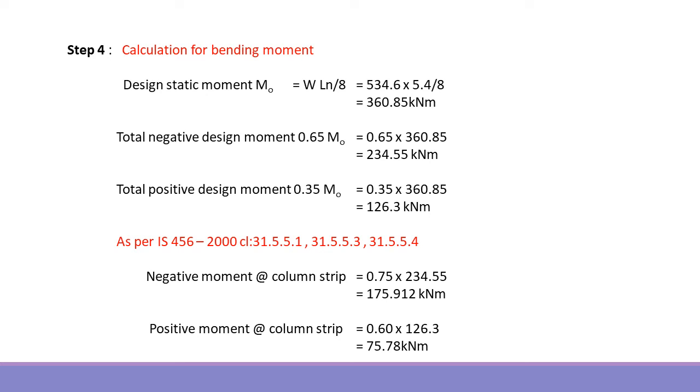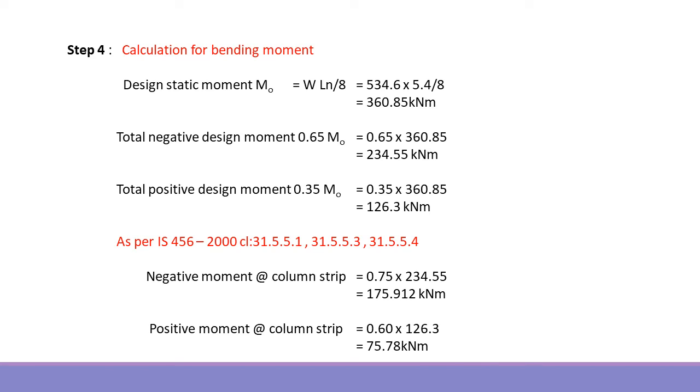So the total negative moment is 65% and the positive moment is the remaining 35%. It will be taken from our total static moment. So the negative design moment is 234.55 kN meter and the positive design moment is 126.3 kN meter.